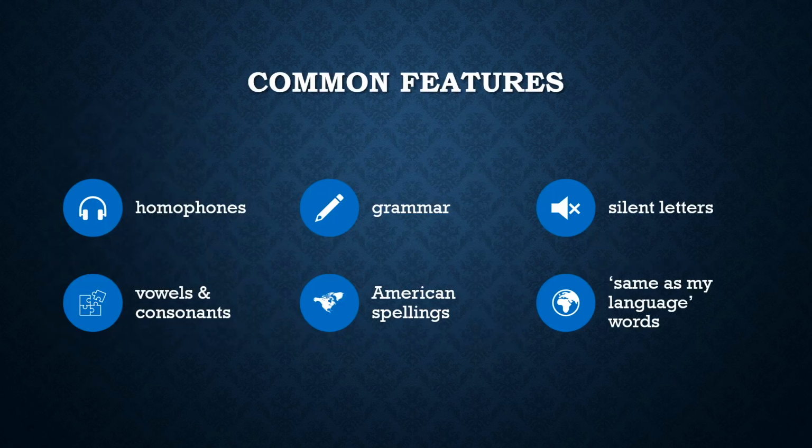There are 6 different common features for the questions that you will be asked for this question. The first one is homophones, then grammar, silent letters, vowels and consonants, maybe some American spellings, and words that may be similar to the words in your language or a language that you speak. Now you could be asked a mixture of any of these questions.